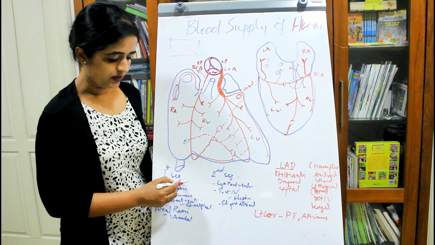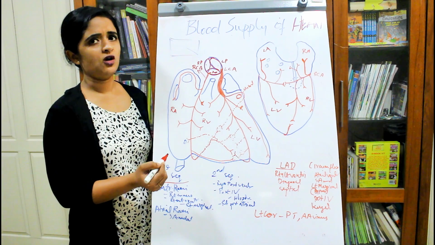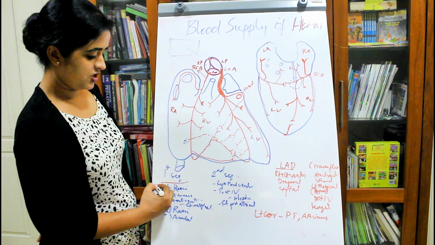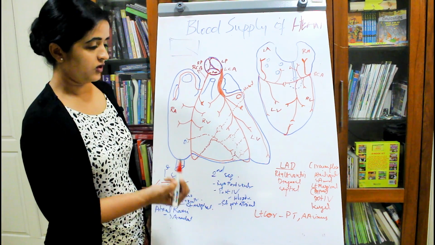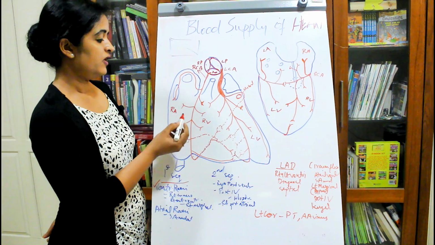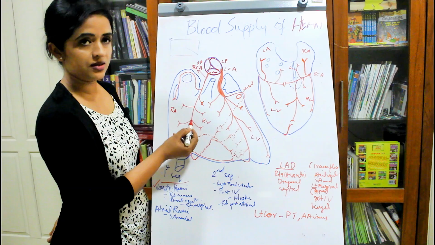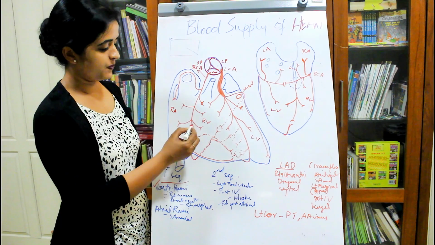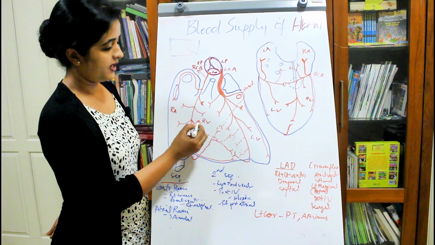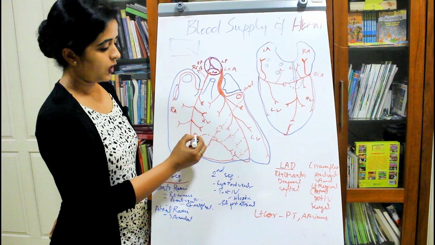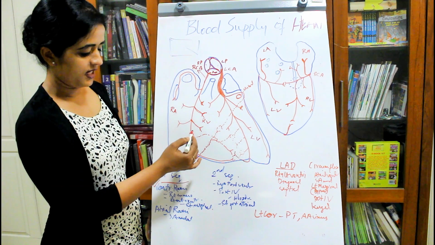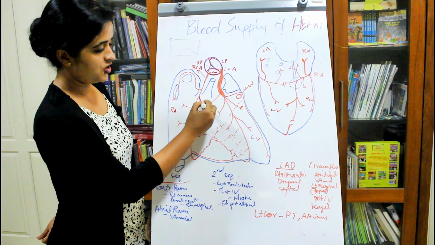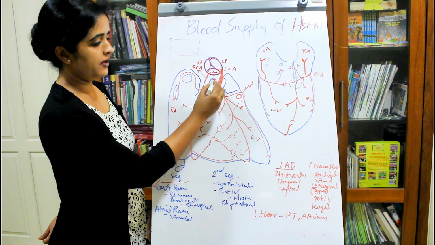Now let's discuss the branches of the first segment of the right coronary artery. So this is the first segment. The first set of branches we will discuss are the ventricular rami. Ventricular rami means the branches arising from the right coronary artery in order to supply the right ventricle. We can see that the ventricular rami are running almost perpendicular to the main branch. And out of these anterior ventricular rami, the first branch is supplying the pulmonary trunk region.